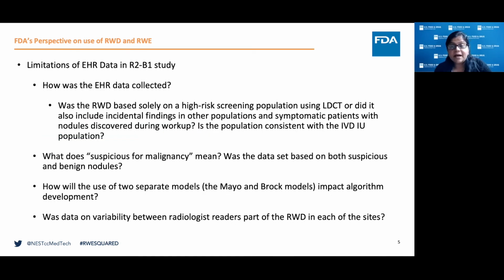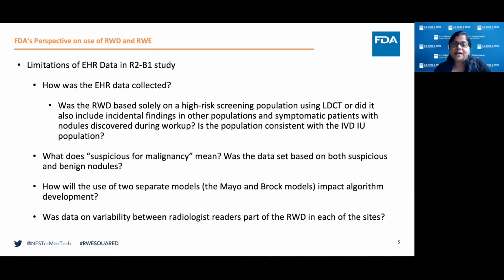So in this slide, I would like to discuss some limitations of the EHR data. Dr. Deppen's presentation actually addressed some of the questions we had. However, the protocol did not have much clarity. And so I will go over the questions again, and if they are addressed in more detail in the next iteration of the protocol, that would be helpful. So we would like to know basically how the EHR data was collected in the 3 sites.